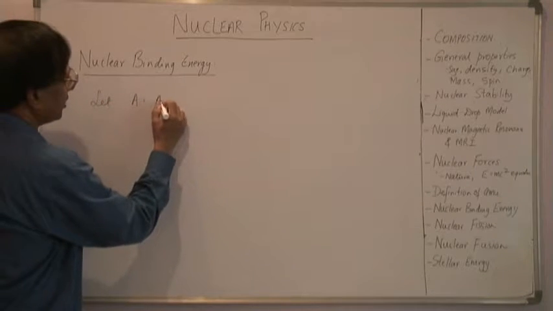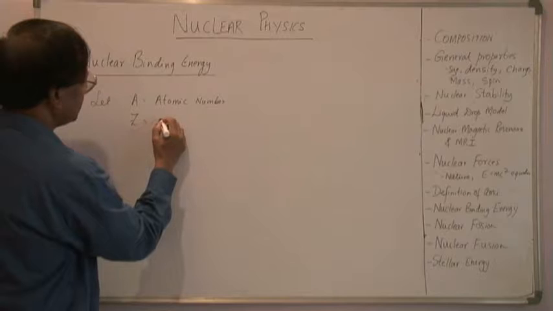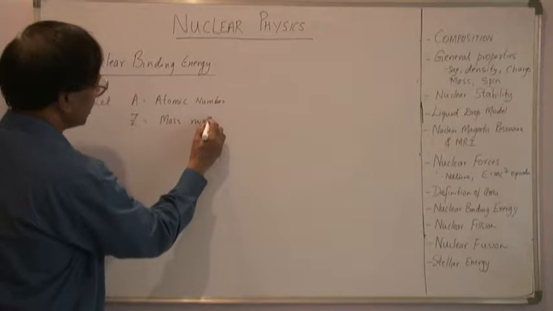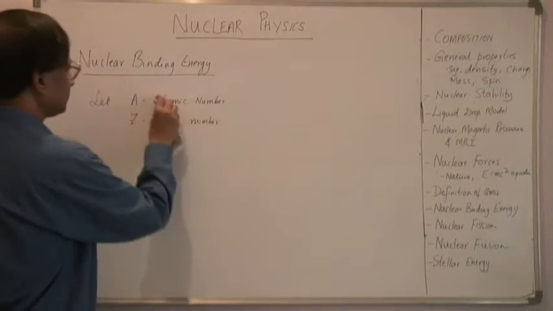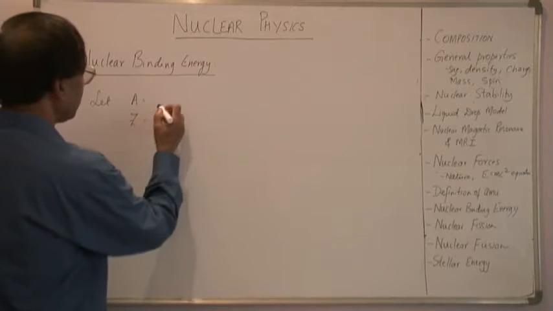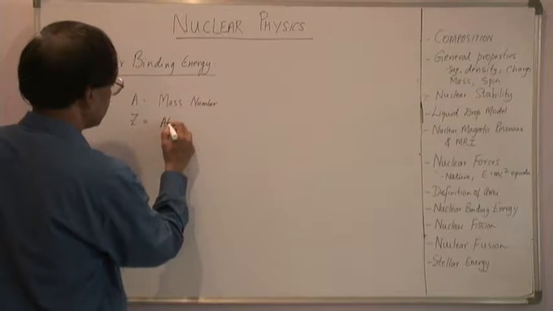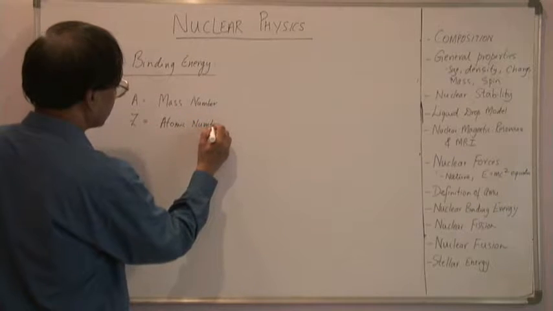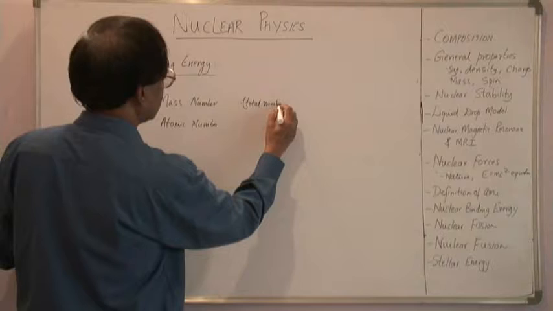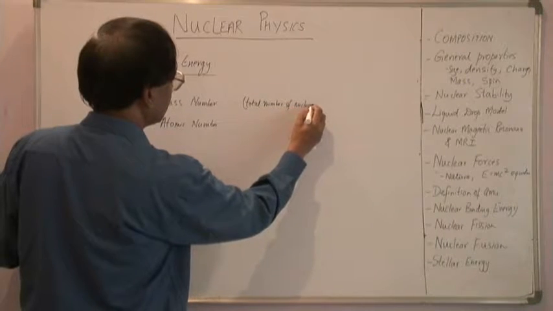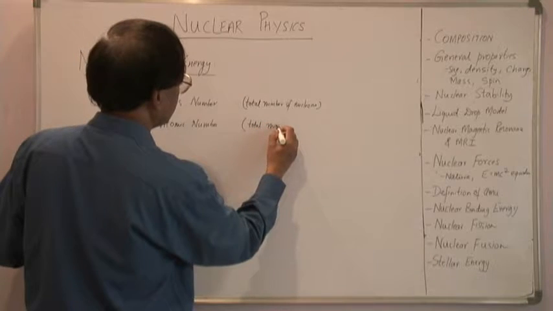Now let A be the mass number and Z be the atomic number. As we discussed earlier, the mass number gives the total number of nucleons. Nucleon is a word that is used to represent both a proton as well as a neutron. And the atomic number represents the total number of protons in the nucleus.